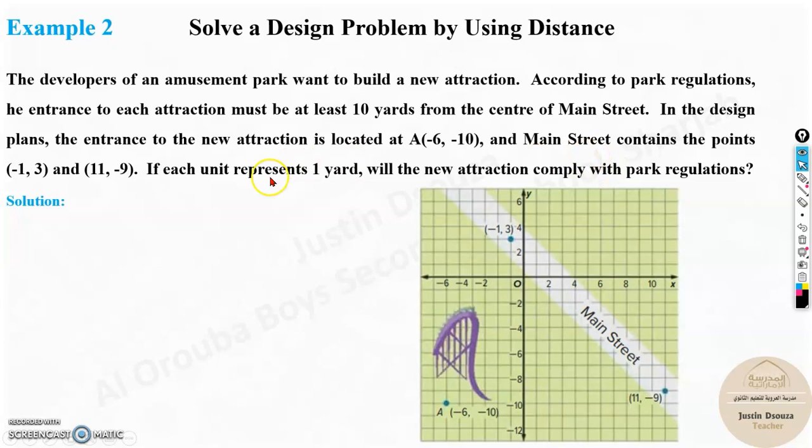Now, what is the regulation? It must be at least 10 yards from the center of the main street. So this attraction has to be at this point, and the shortest distance from here to here must be 10 yards. So basically, whatever we just did: find the equation of this line, find the equation of the perpendicular line, and then solve it and make sure the distance is more than 10. If it's more than 10, you should say yes, it complies, otherwise no.